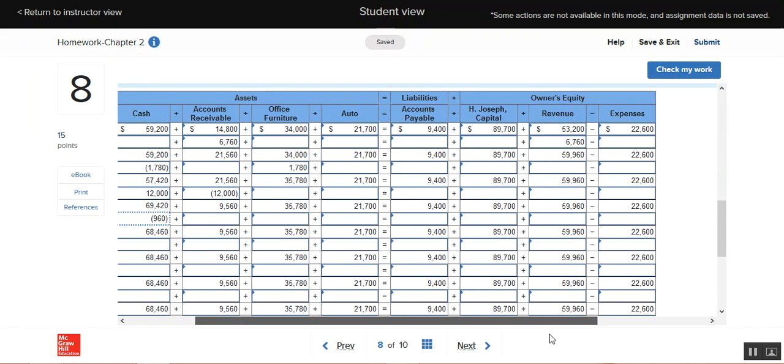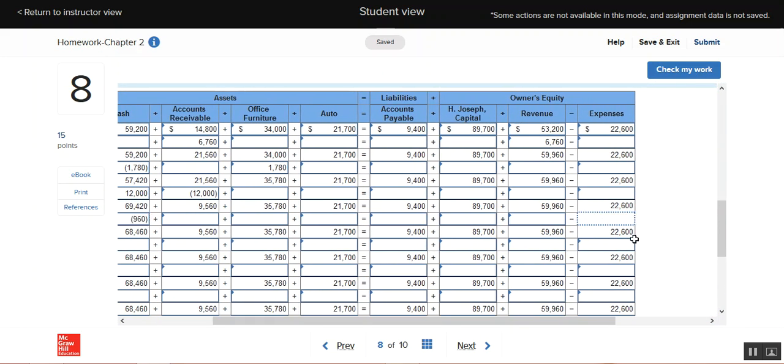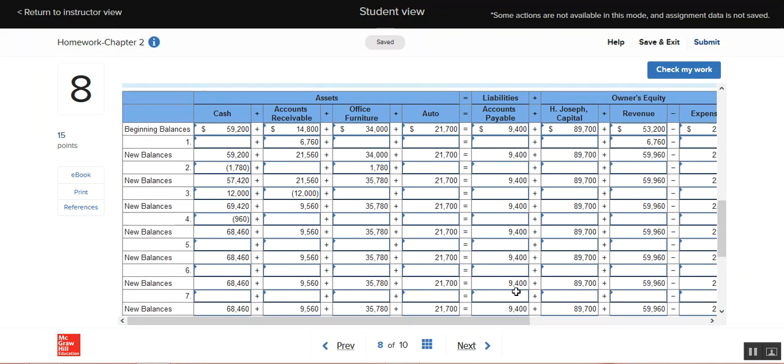Make sure I get it in the right line. I think it's right there, and that's an expense. So we're going to put an expense over here. All right, now I just wanted to point this out.